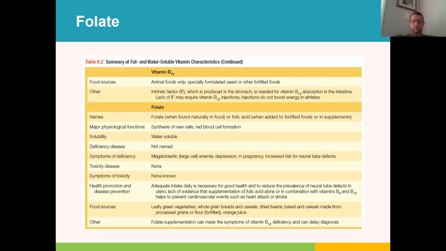And the other part, intrinsic factor, which is produced in the stomach, is needed for vitamin B12 absorption in the intestine. Lack of IF may require B12 injections, and injections do not boost immunity in athletes.